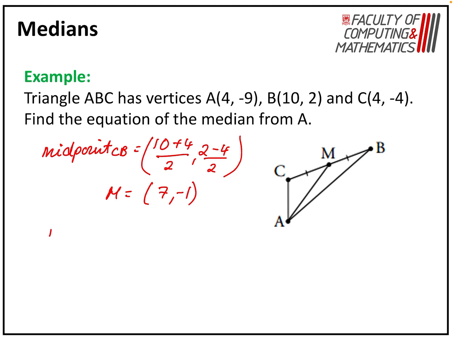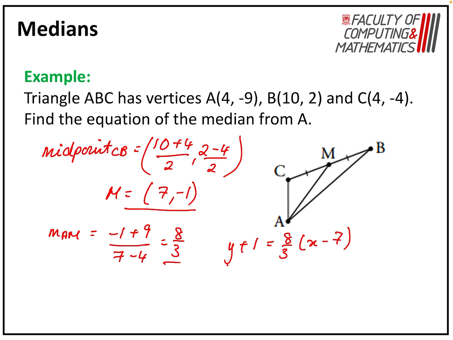I then want to find the gradient of my median, AM. Okay, so I would have minus 1 plus 9 over 7 minus 4, which will give me 8 over 3. It's not very pretty, but that's what it is. So we're then going to use this point and this gradient, and we're going to substitute it into y minus b is equal to m bracket x minus a. Multiply out your gradient, your fraction, sorry. Multiply out your bracket, and then tidy it up.